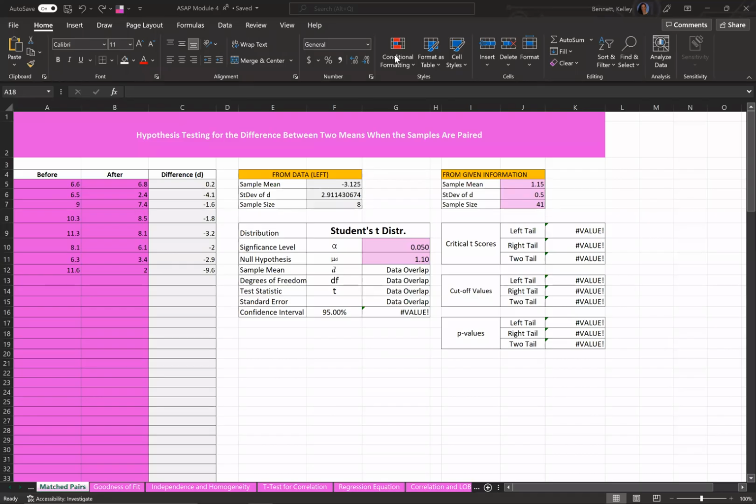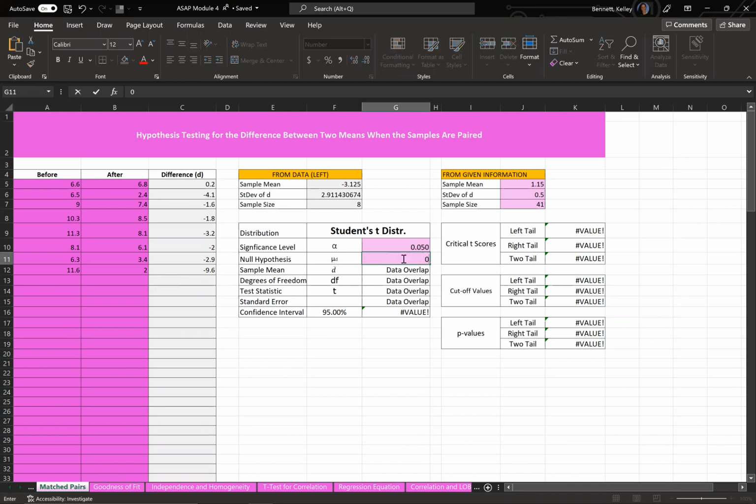So I want to share something really quickly. Once I plug in my data values, we'll notice that in gray, I'm going to get all my differences. And then over here in the from data box, it's going to give me my sample mean, my standard deviation for D, and my sample size. And that should all work out. I'm going to change my null hypothesis to 0. But even though I have all this information filled in correctly, I'm getting this error. It says data overlap.